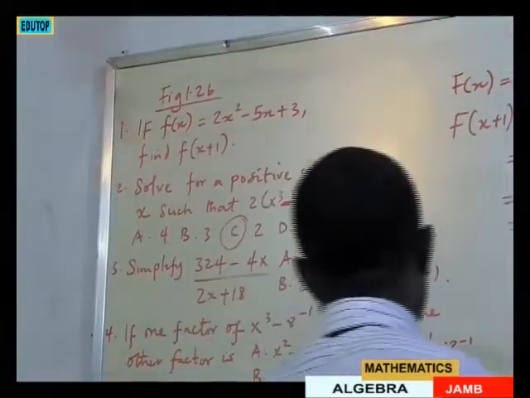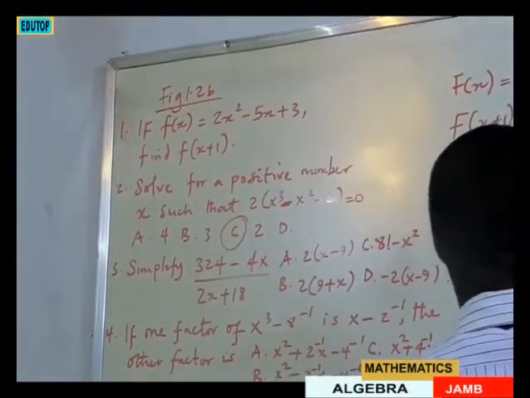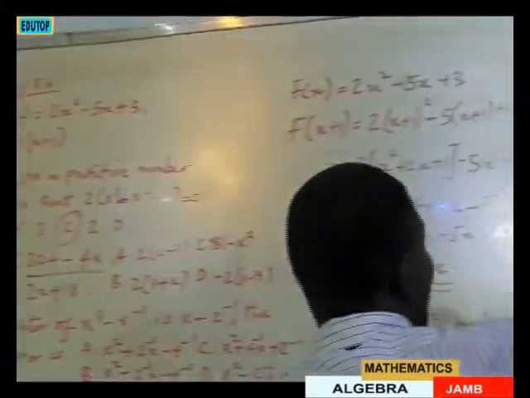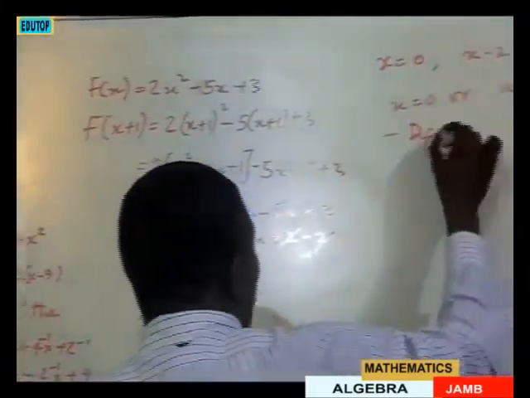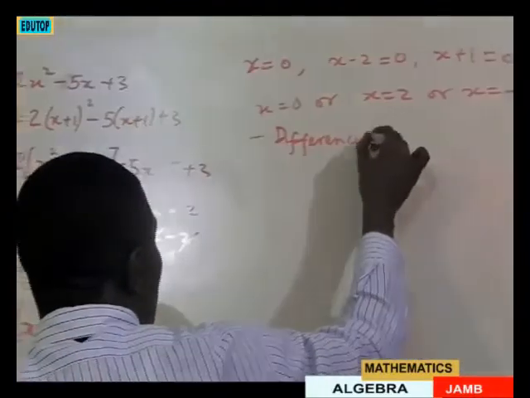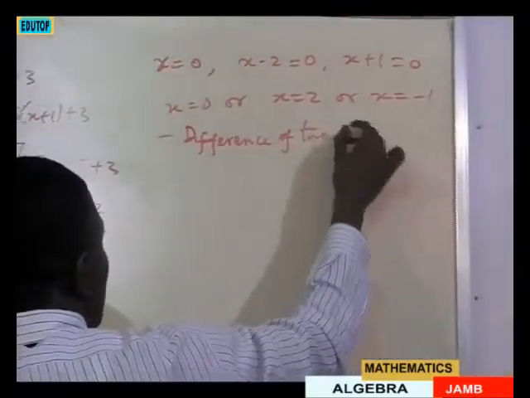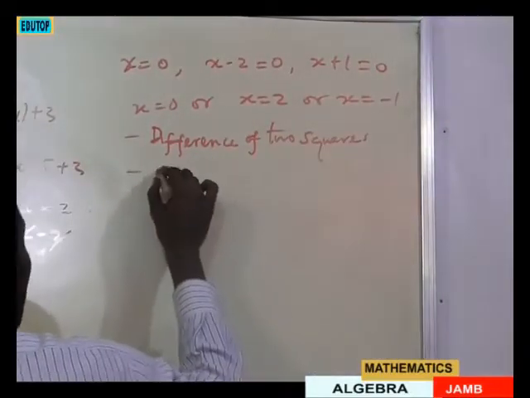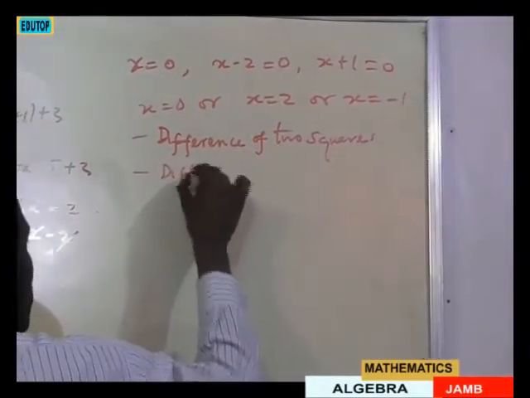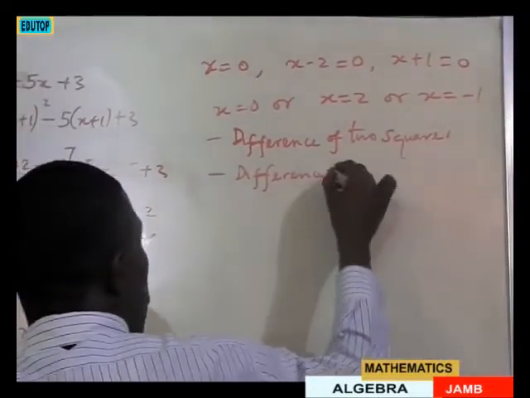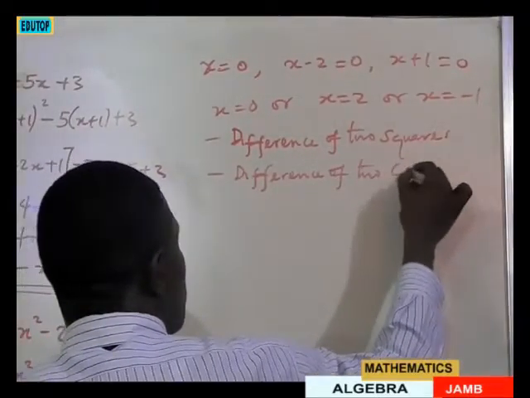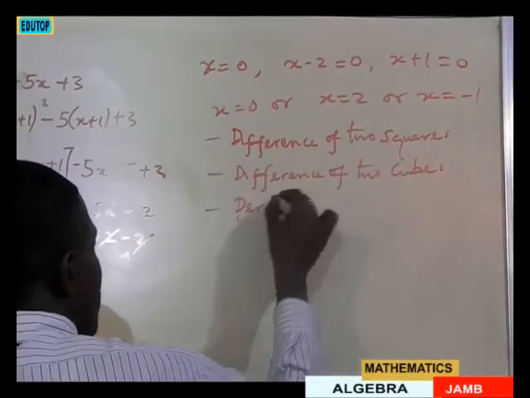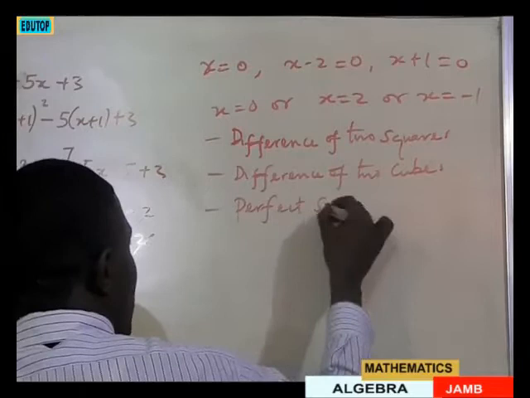The question says that, remember that part of what we highlighted: difference of two squares. Very, very important. Difference of two squares. We highlighted difference of two cubes. We also talk about perfect squares. Take note of this aspect.